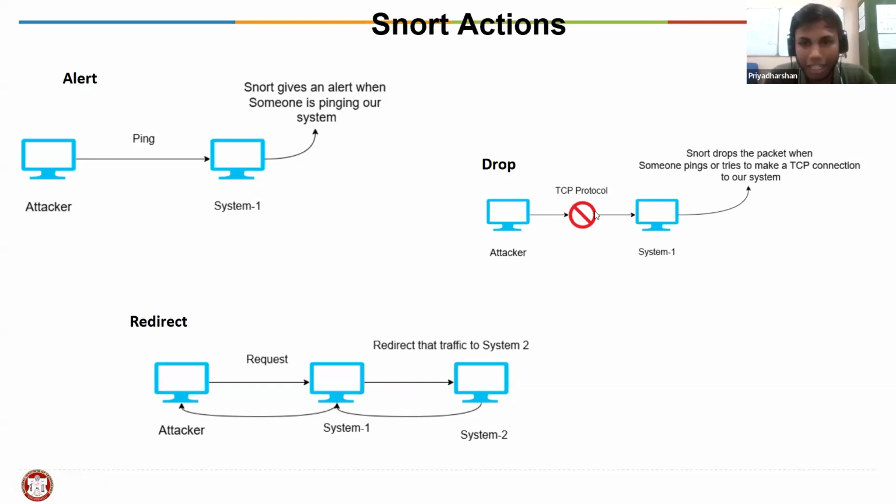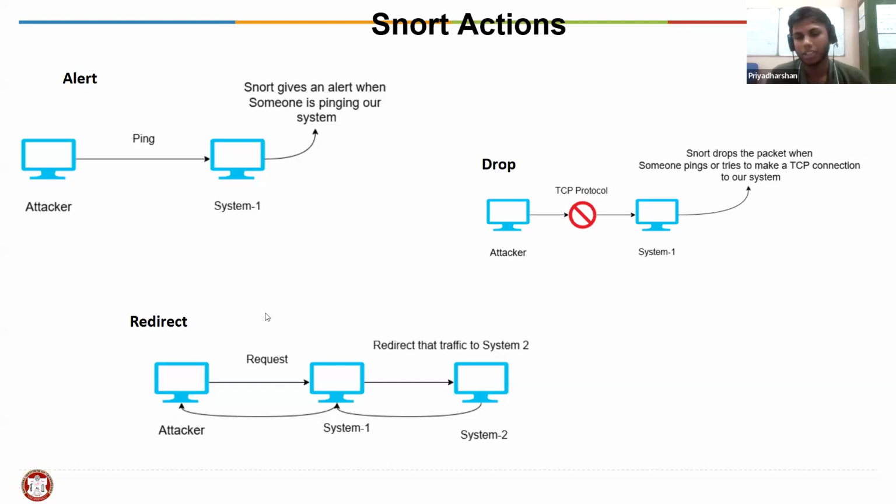Next, drop. When attackers scan using nmap or zenmap tools, it's a suspicious activity, right? Before the attacker gets connected with our system, we just block the attacker outside of the network, so the attacker is not able to connect with our system.